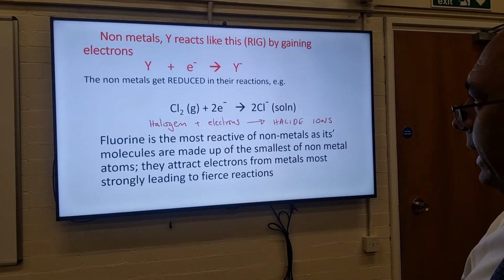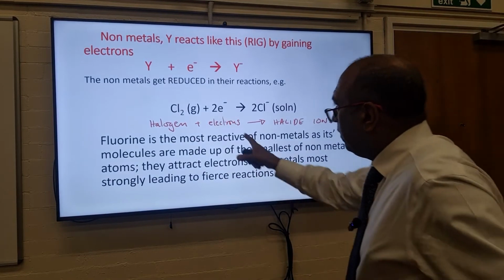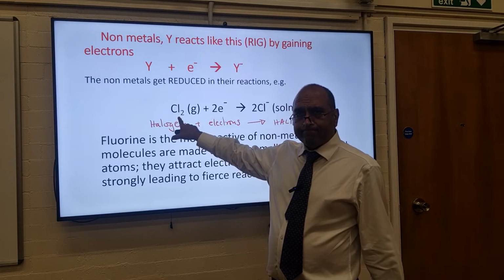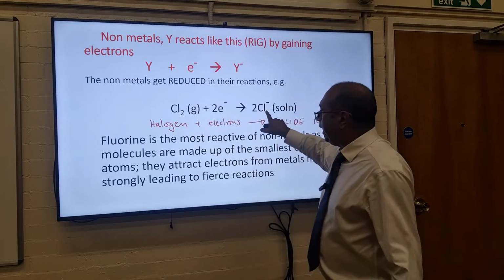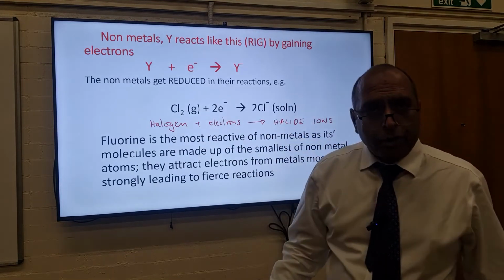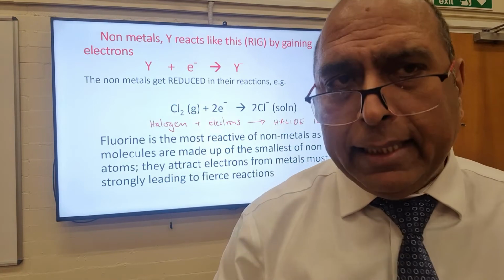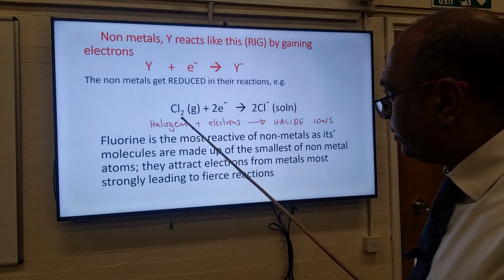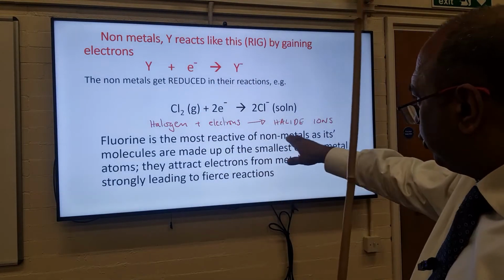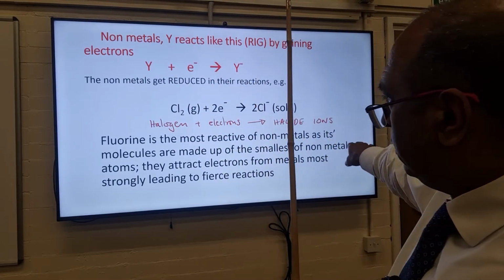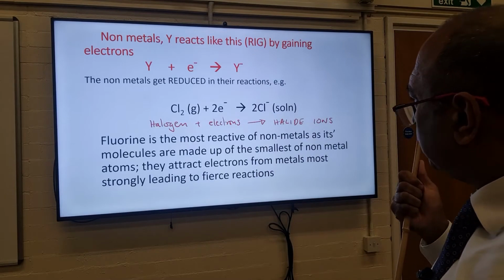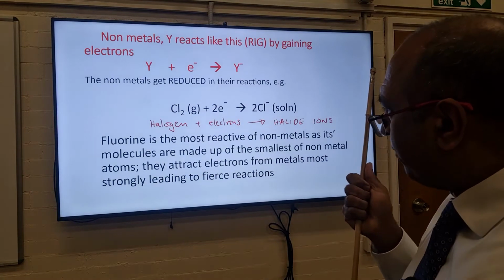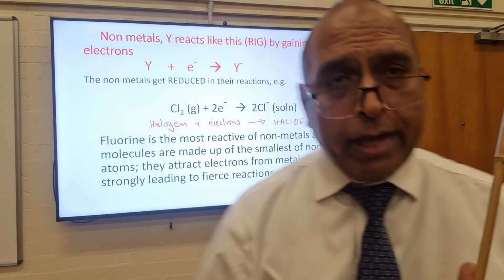Non-metals react by gaining electrons. These are halogens when it's the molecules, and the ions of the molecules are called halide. Halide ions are these things, and halogens are those things. Fluorine is the most reactive non-metal. As its molecules are made up of the smallest atoms, they attract electrons most strongly, and therefore they lead to fierce reactions.